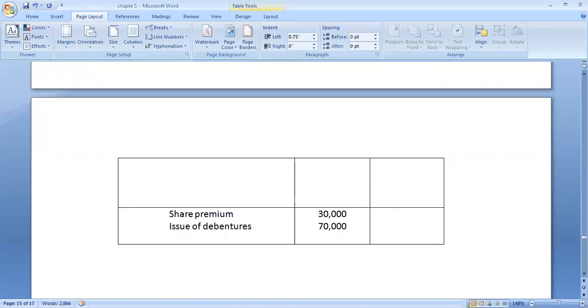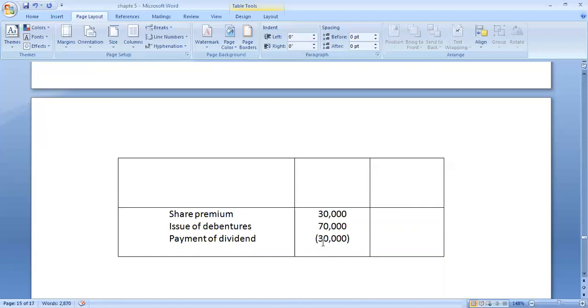Now take all the reduction value into consideration. There is a payment of dividend which is made. So where do you get this payment of dividend? In the question, there is a proposed dividend. So beginning of the year is the payment of dividend which is paid. So which is already been paid. So make it in a bracket because it is indicating outflow of cash. Okay. So this is all about the financing activity.